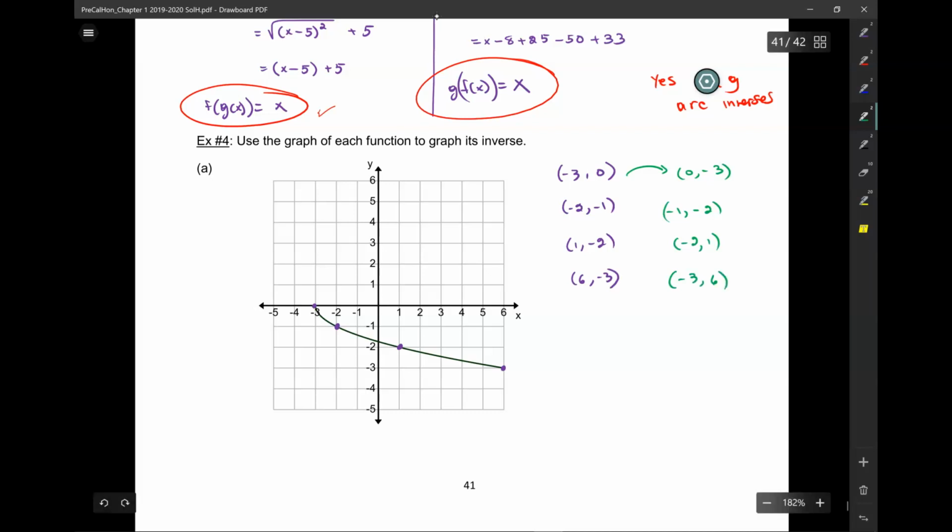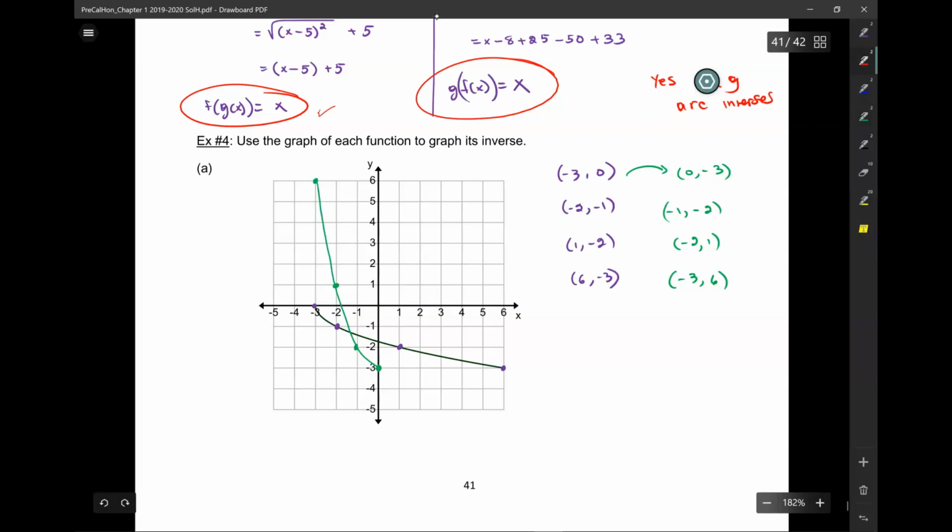So x is 0, y is -3, x is -1, y is -2, x is -2, y is +1, x is -3, y is 6, right? And I just connect those, make it look like the inverse, and there you have it, right?